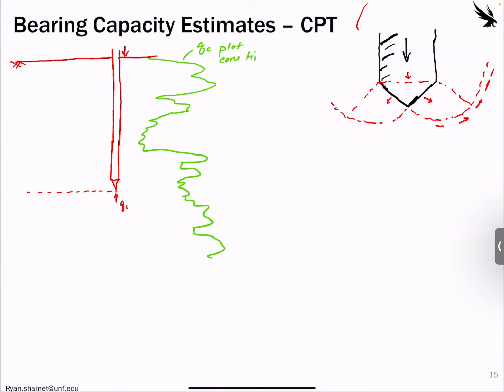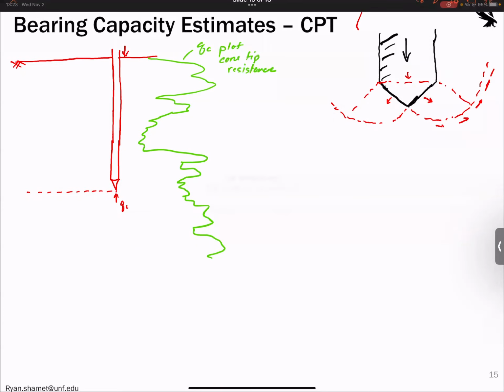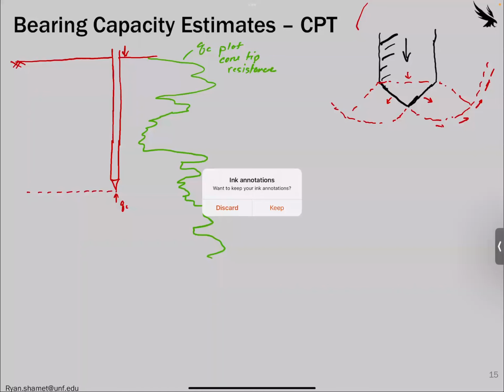And it collects data every 2 centimeters. So we collect a lot of data. Now, the first thing we would need to do is determine what area of the soil is going to experience the shearing. So what we would take, come on.